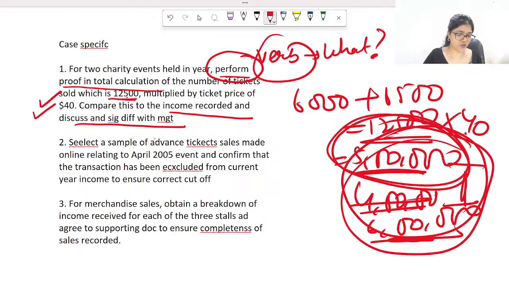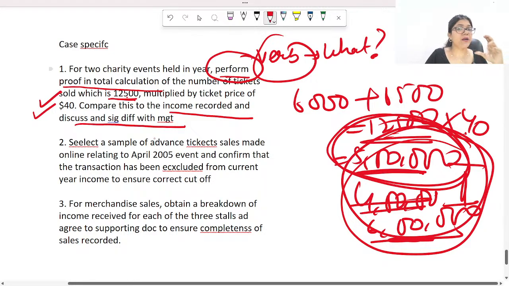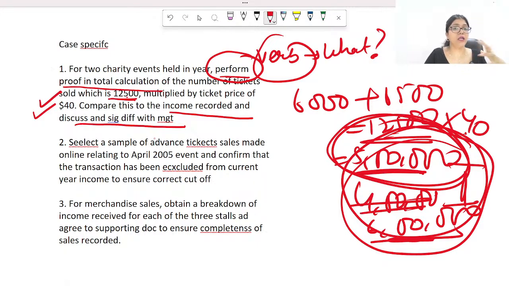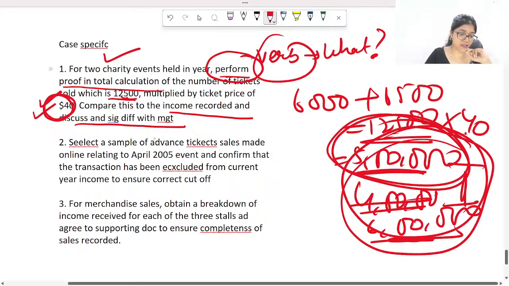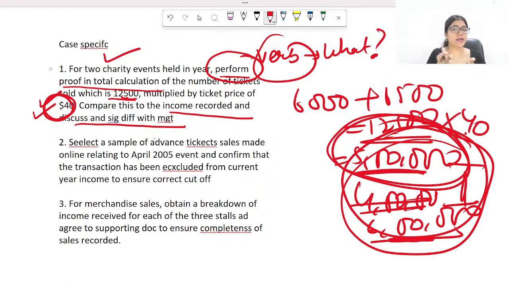Basically basic calculation. Okay, so this is a case specific driven substantive procedure that we can definitely use in our answer. This is very case specific. We have talked about the two charity events, the number of tickets which were sold, and also the cost of the tickets as well, right? And this also makes sense, right? Because I need to check if they are recognizing the income correctly or not, right?